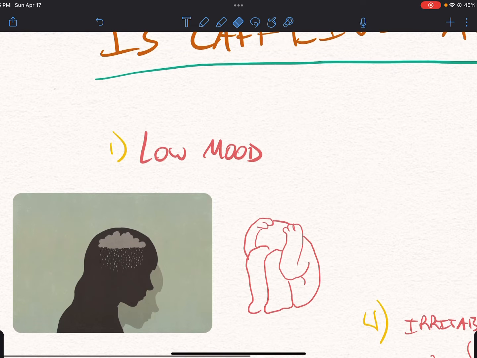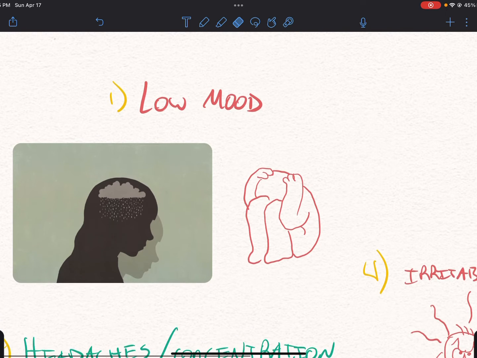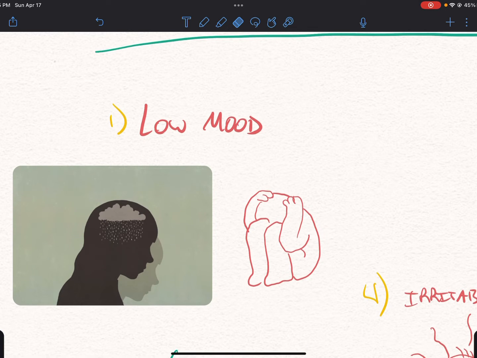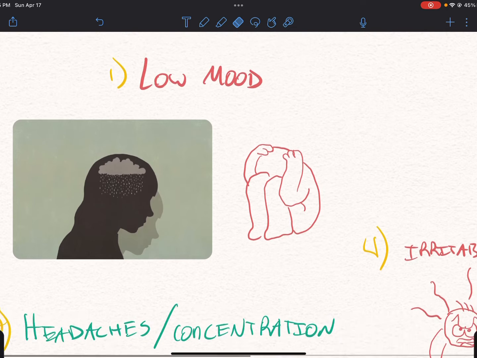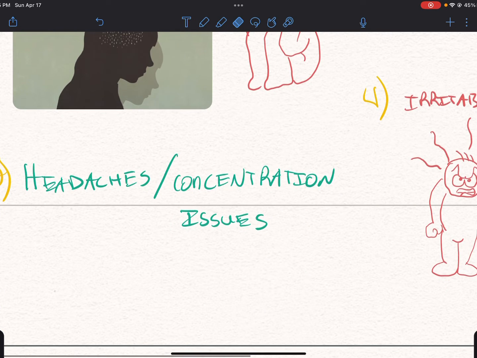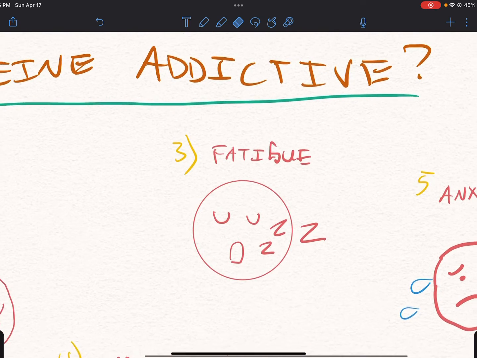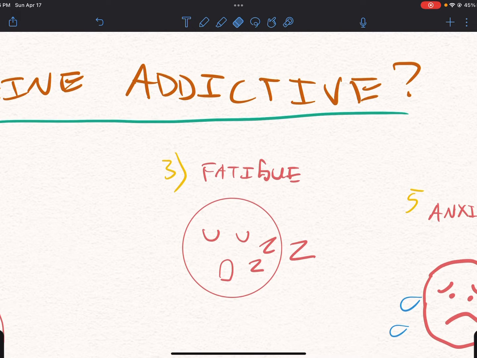So caffeine normally promotes enhanced mood. If you're used to drinking it or consuming it in any kind of way, usually in the form of coffee, and you don't get your caffeine, your mood might dip. You might feel a little sad, depressed. It can also cause headaches, concentration issues. It can cause fatigue. If you're used to that pump that caffeine gives you, and you don't have it, you can feel a little sleepy because your body wants that substance.